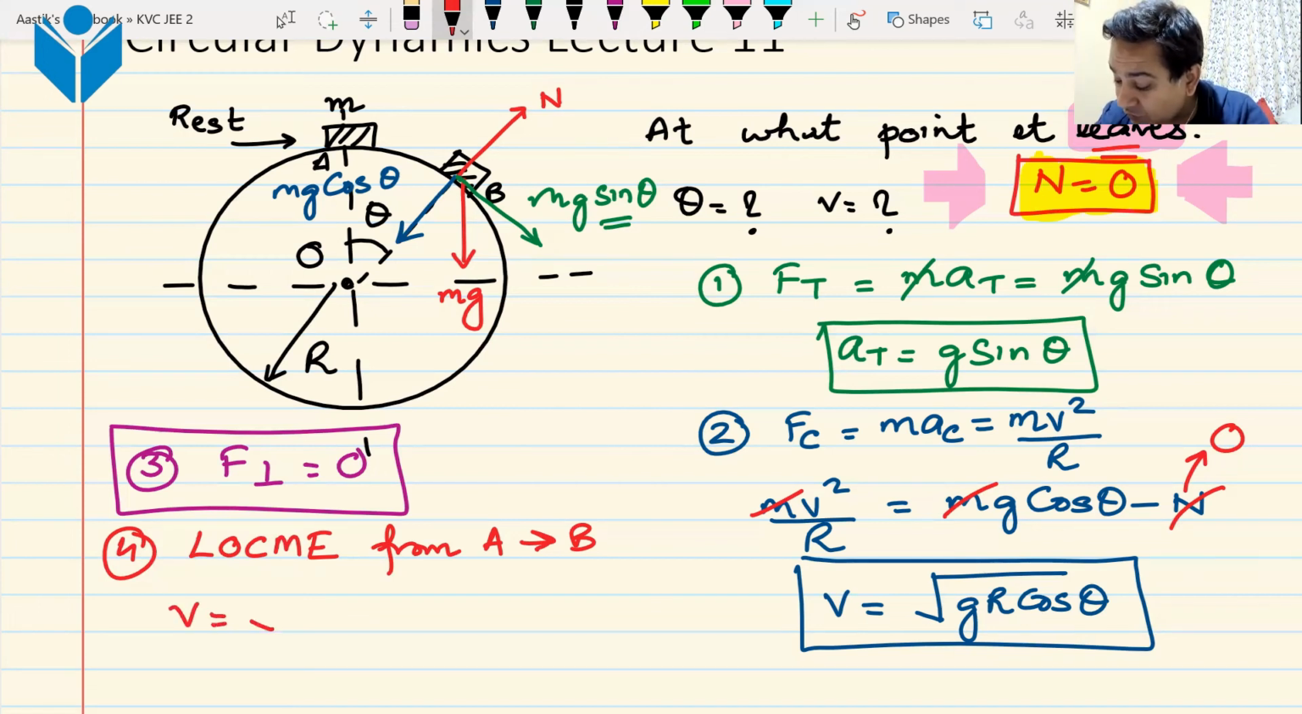V will be equal to root over how much? And that is the power of remembering. If you don't remember, right?